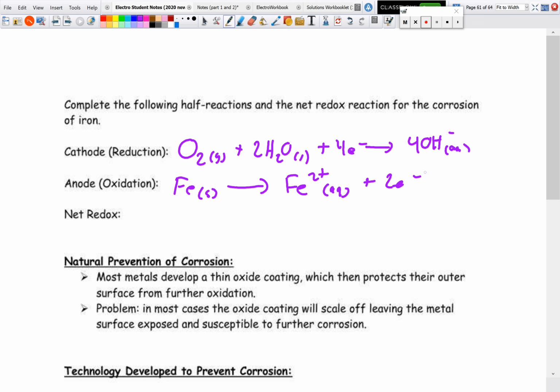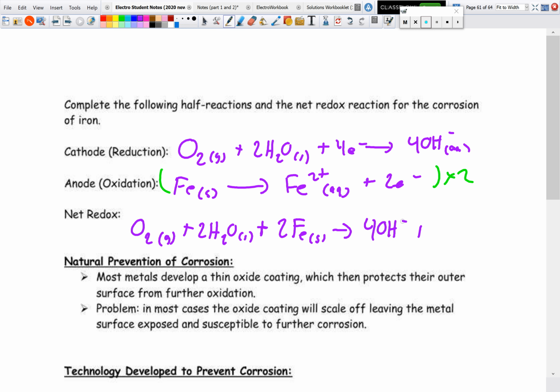And of course the net redox, if we wanted to add these two half reactions together, we have to multiply the iron half reaction by 2, so we get the total number of electrons equaling out, and our net reaction is O2 gas plus 2H2O liquid plus 2 Fe solid, producing 4OH minus plus 2Fe2+. And then of course when these dry, they can then produce iron hydroxide.